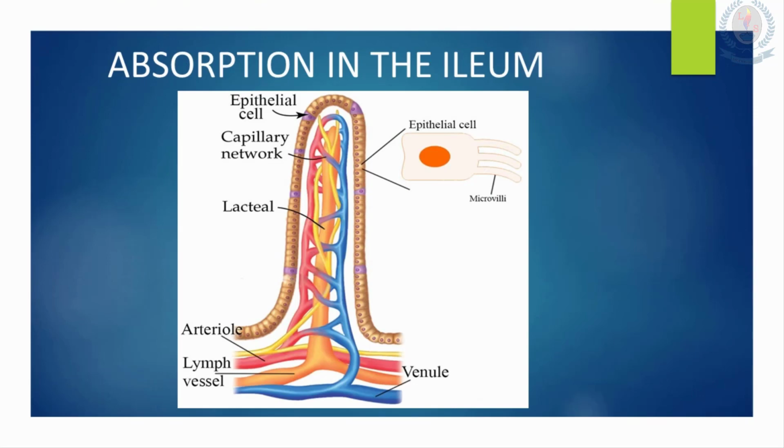Here we will see how the absorption process happens in the ileum. The ileum is highly adapted to absorb the digested food. The lining of the ileum has a very large surface area. That means it can quickly and efficiently absorb the soluble products of digestion into the blood.